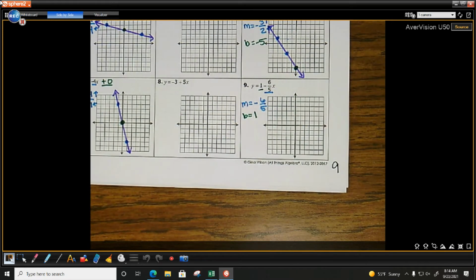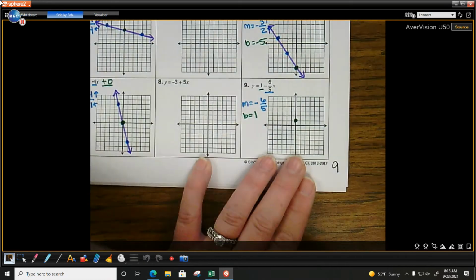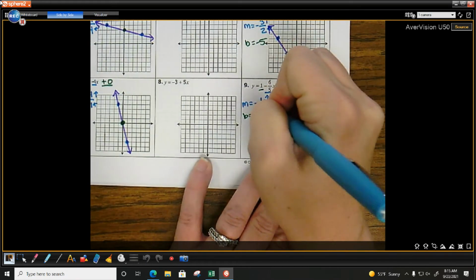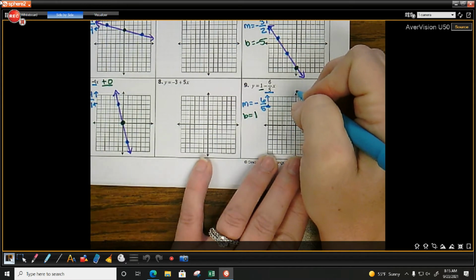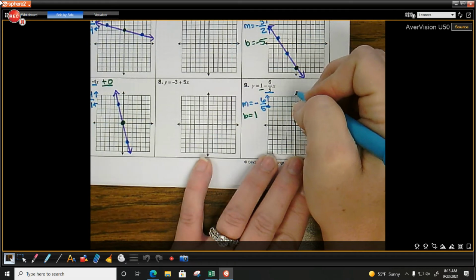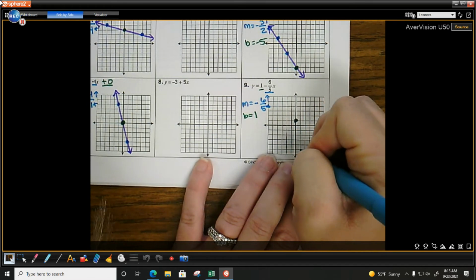Okay, y is still by itself, so I can still find my m and my b. Your m is your coefficient of x, your b is your constant, even if the terms are flip-flopped. So where am I going to begin? 1. How do I move? Up 6, left 5. Oh, that brings me off the graph though, right? So I'm not going to go up 6. What's the opposite of up to the left? Down to the right. So down 1, 2, 3, 4, 5, 6. 1, 2, 3, 4, 5 to the right.